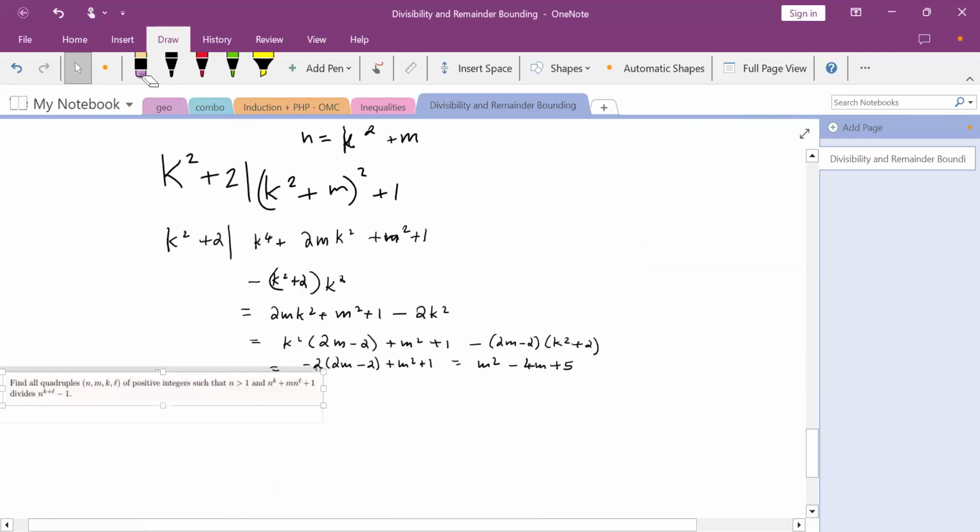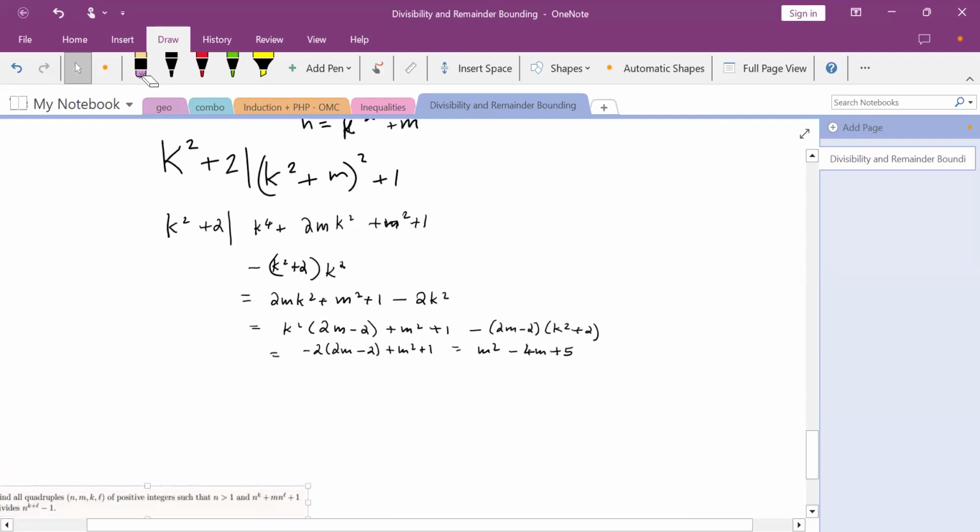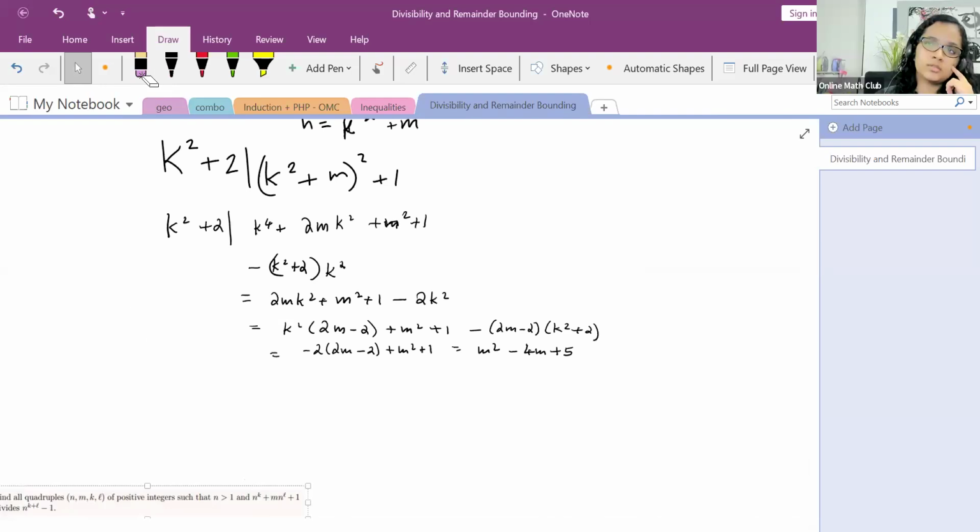I tried induction, but no. One thing we can tell is that m is less than 2k, so less than or equal to 2k. So we can have two cases. M is less than k, m equals k, and m is greater than k but less than 2k. So these three cases we can do, I guess.